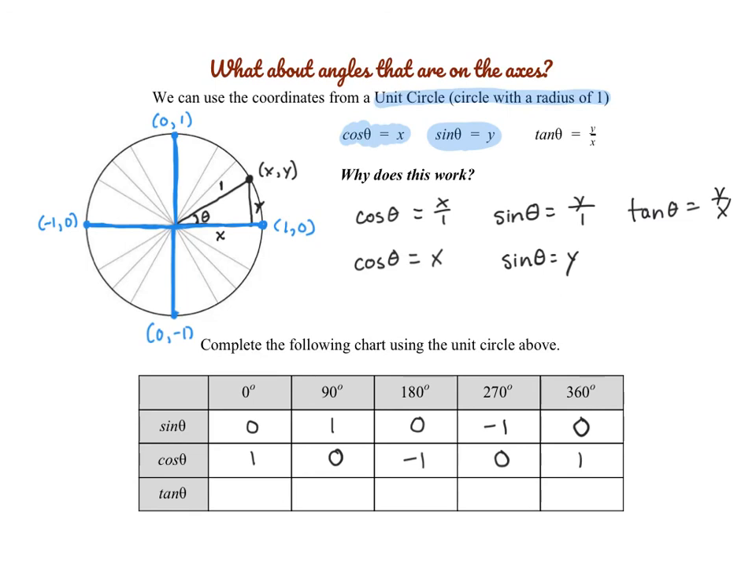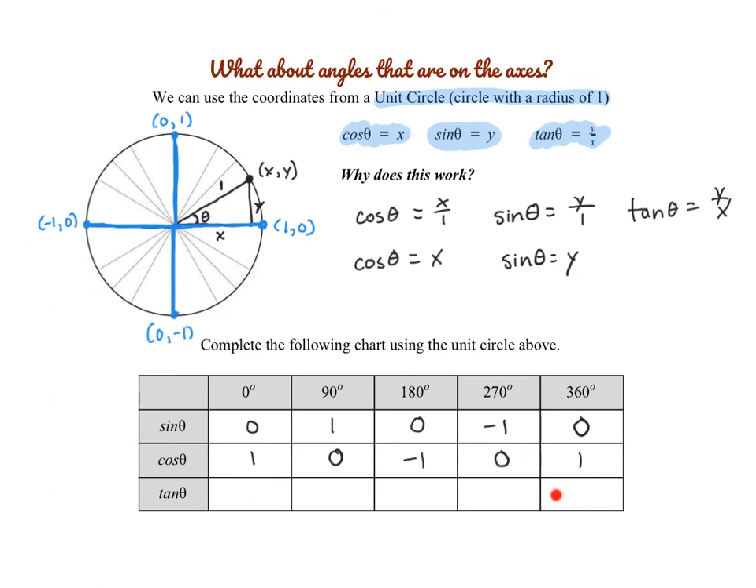And then for tangent, we can find tangent by doing the y value over the x value. So one thing to remember, if your denominator is 0, it's actually undefined. So we are going to have some values that are undefined, which is actually correct. There are some undefined values for tangent. And you'll see why when we learn how to graph tangent.